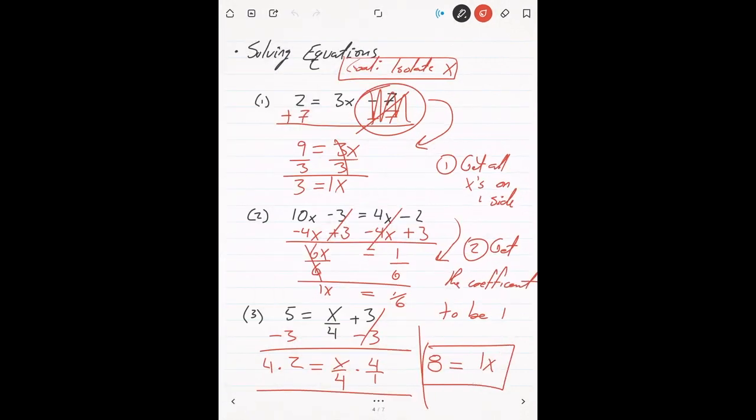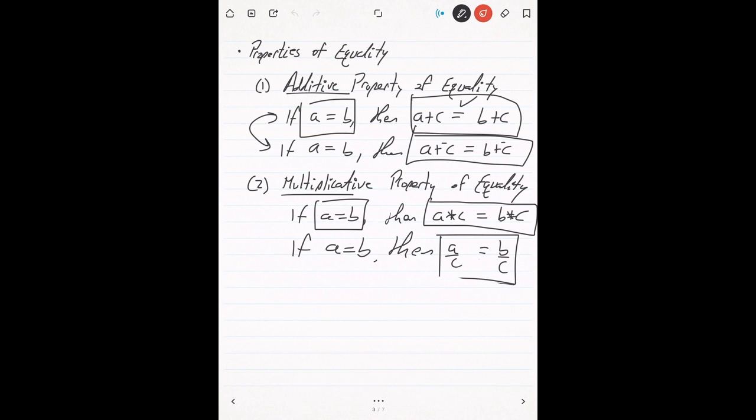Let's pop back a few pages and let's define that. So I'm going to define this under the properties of equality. I'm going to include distributive property.